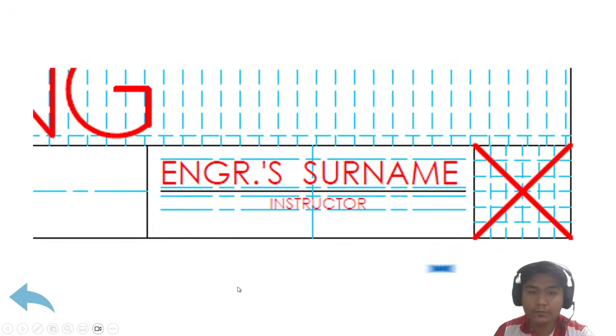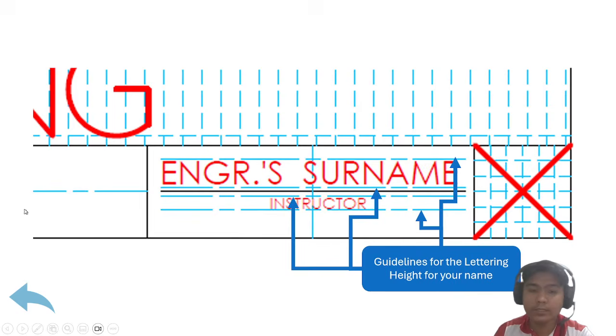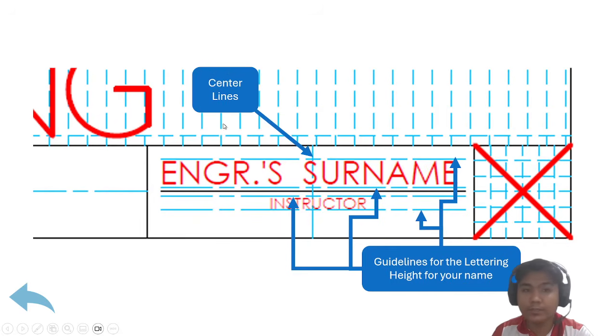So these are also guidelines. This is just a mirror or a copy of the previously discussed part. But in here, you're going to write the engineer's surname, or my surname, and the word instructor. You're going to write instructor here on center, and the engineer's surname or my surname above. These are center lines here.